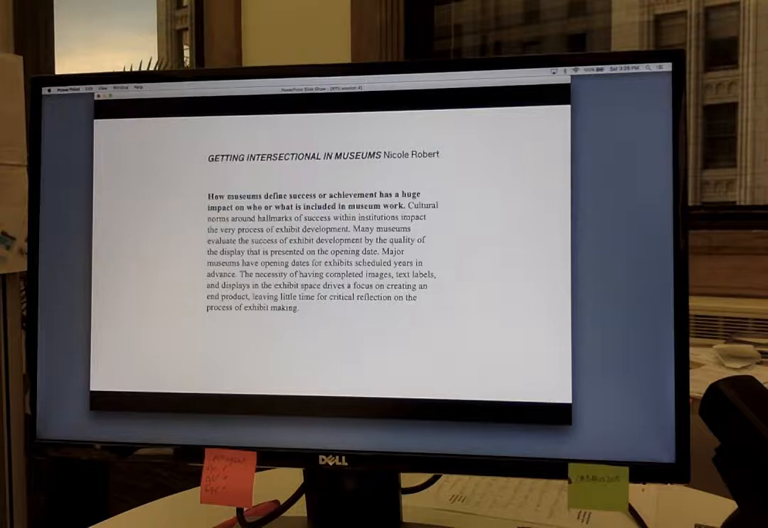Major museums have opening dates for exhibits scheduled years in advance. The necessity of having completed images, text labels, and displays drives a focus on creating an end product, leaving little time for critical reflection on the process.